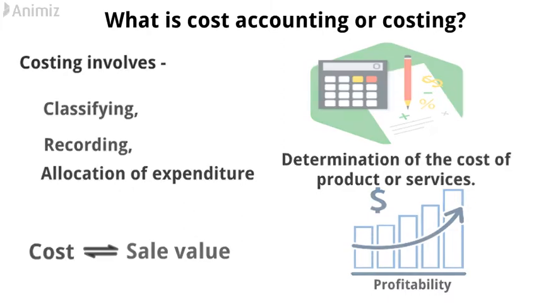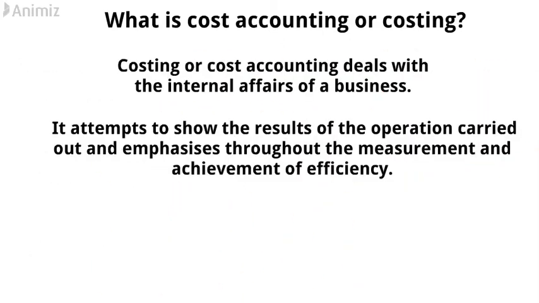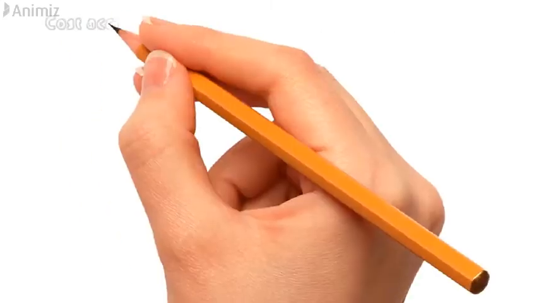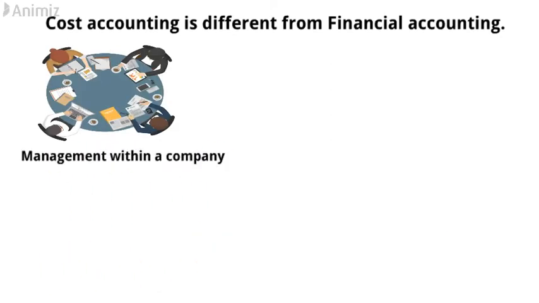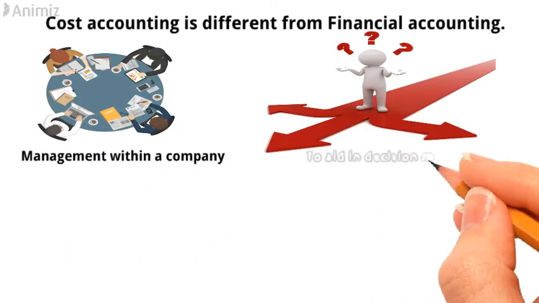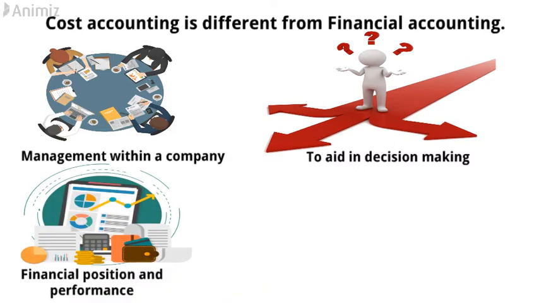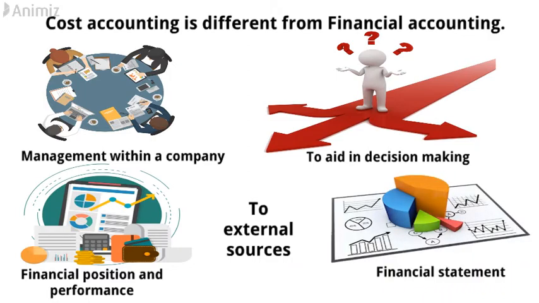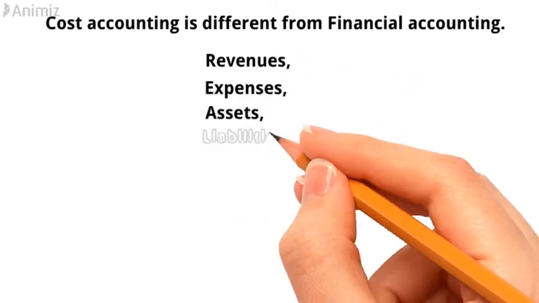Costing or cost accounting deals with the internal affairs of a business. It attempts to show the results of the operation carried out and emphasizes throughout the measurement and achievement of efficiency. Cost accounting is different from financial accounting. While cost accounting is often used by management within a company to aid in decision-making, financial accounting presents a company's financial position and performance to external sources, through financial statements, which include information about its revenues, expenses, assets, and liabilities.